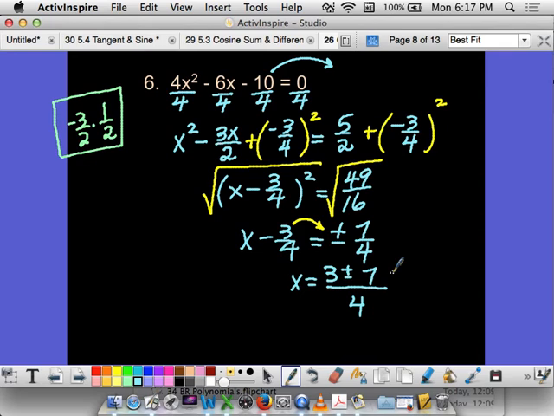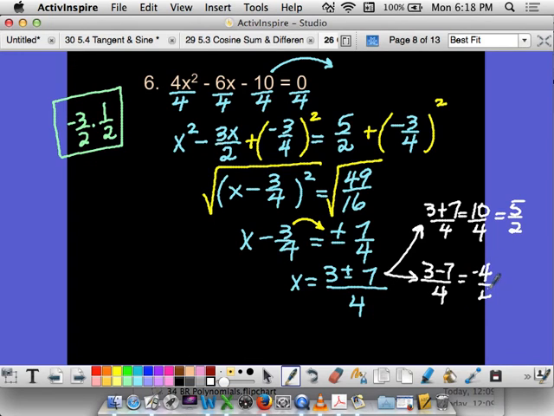So what I have here is, I have 3 plus 7 over 4, and I have 3 minus 7 over 4. So this is 10 over 4, which reduces to 5 over 2. And this is negative 4 over 4, which reduces to negative 1. So if I were to write my final answer least to greatest, it's negative 1, and then a positive 5/2.